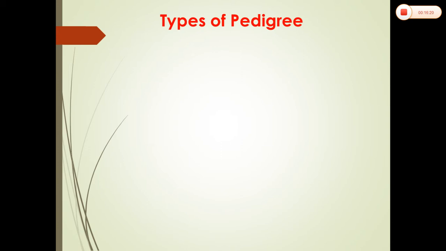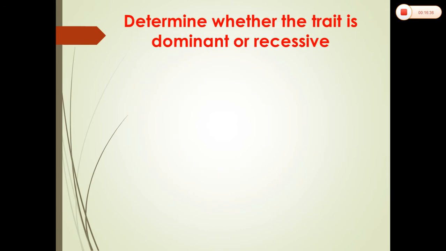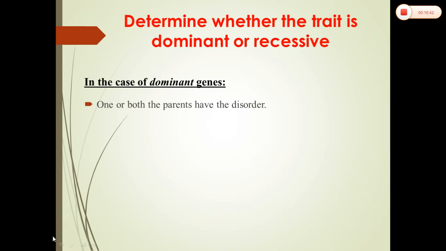Now, what exactly are we going to interpret from the given pedigree chart? Now there are some types of pedigree analysis based on the type of inheritance pattern. We know that diseases could be autosomal.